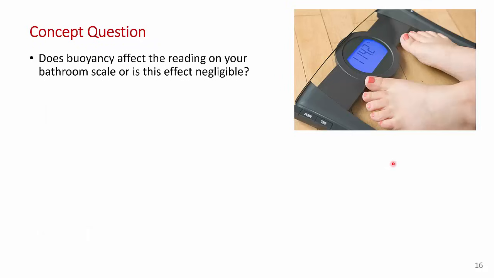I mentioned this problem earlier in this lecture. I talked about how all of the objects in this room are immersed in air, and you are displacing air. So there is a buoyancy force due to the displaced air. My question is, does the buoyancy force affect the reading on your bathroom scale, or is this a negligible effect? So another way to think about this is, if you could weigh yourself in a vacuum, the health impacts of being in a vacuum notwithstanding, of course, but if you could weigh yourself without displacing air, would that change the weight on your scale? Think about this for a moment.